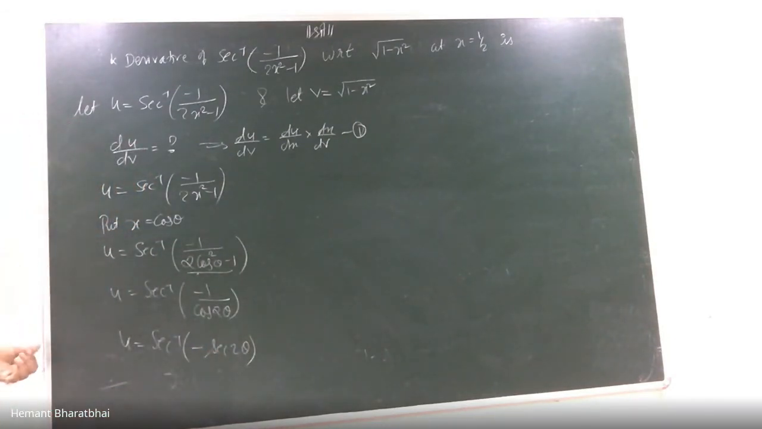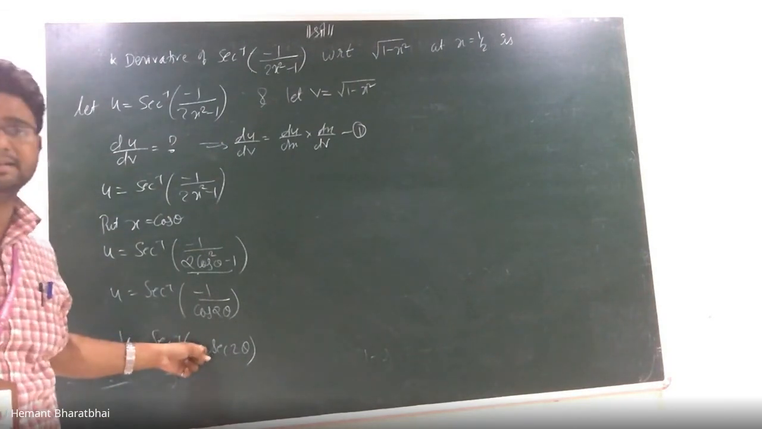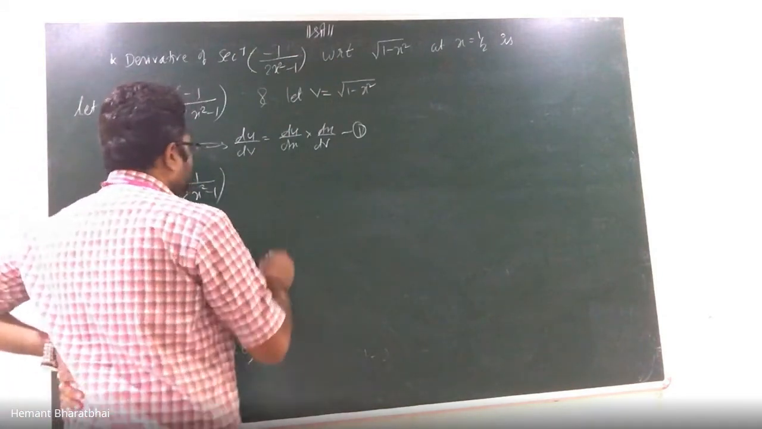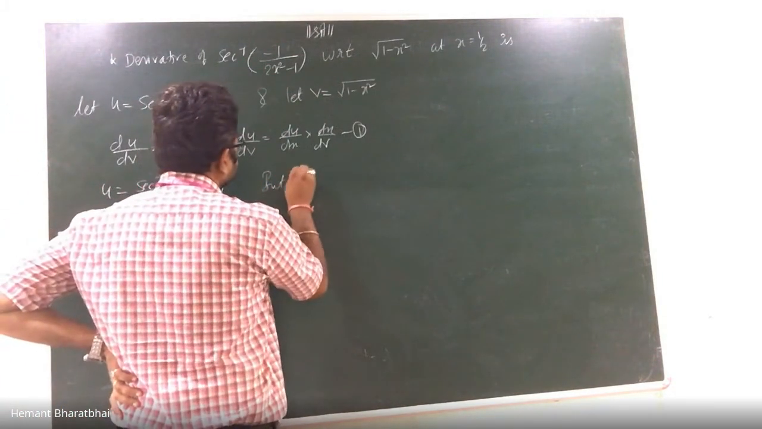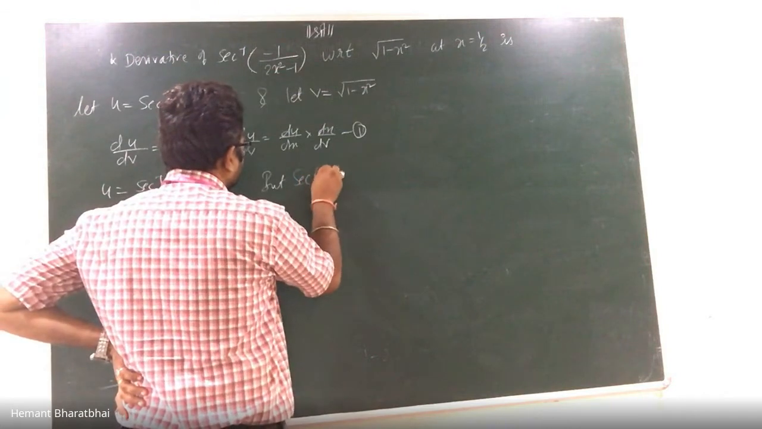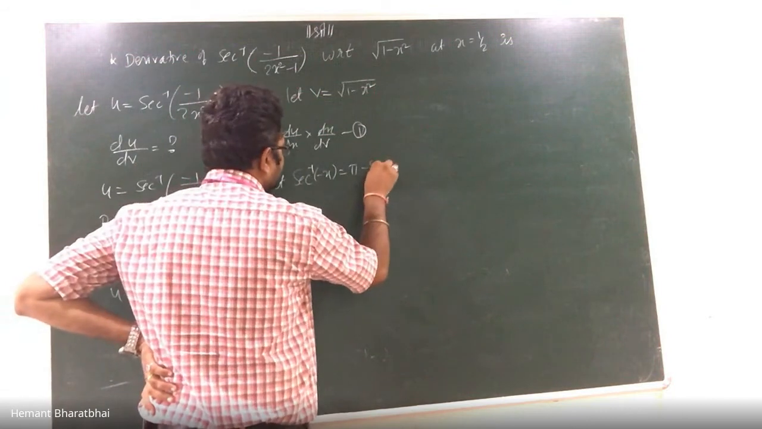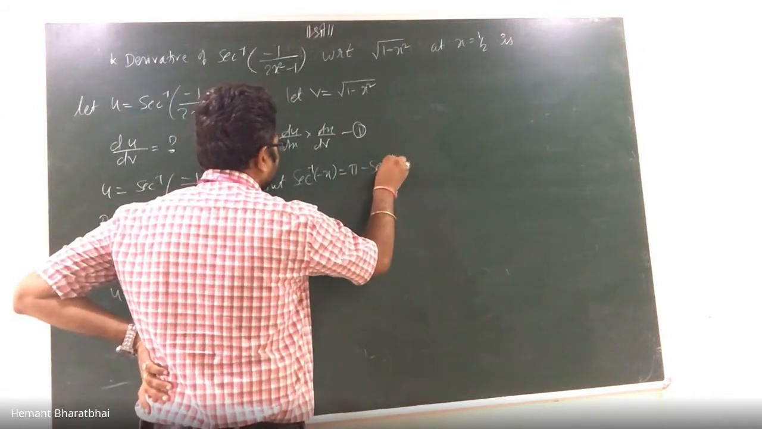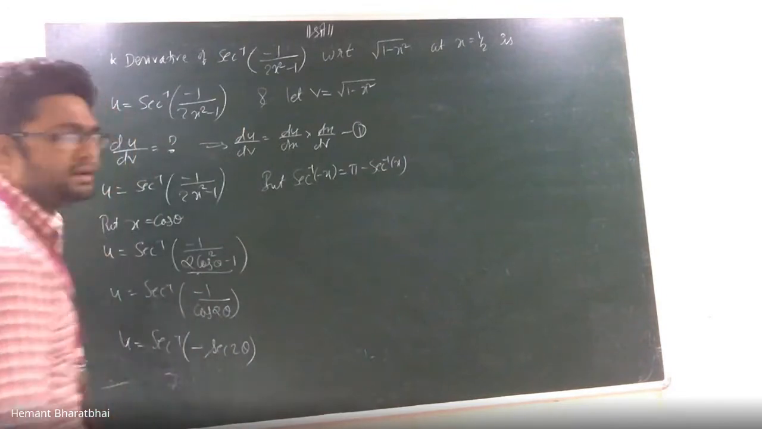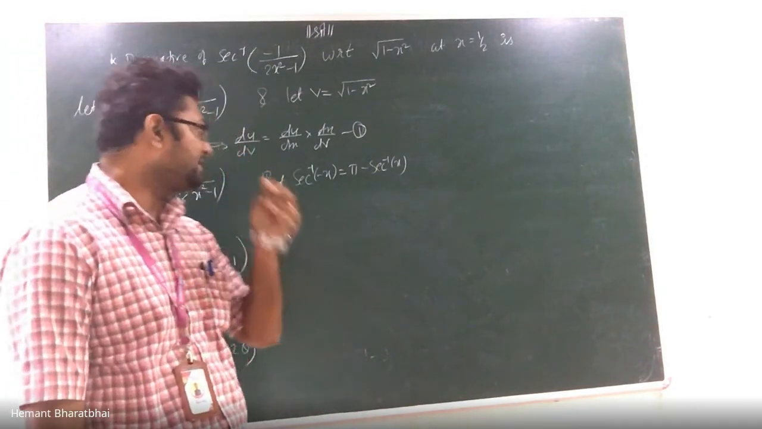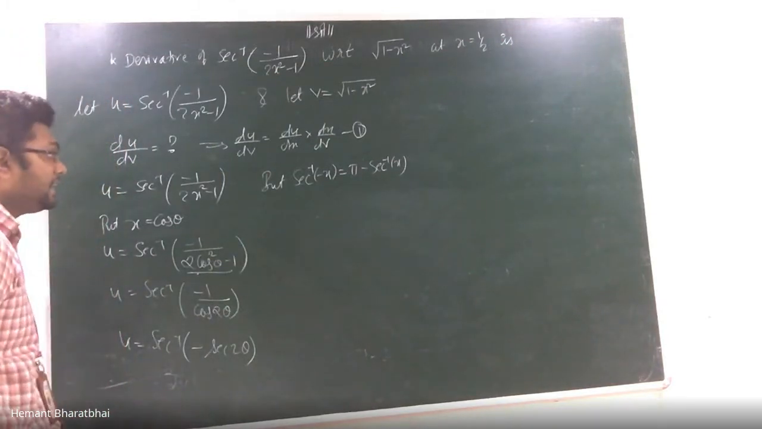Now I can't directly cancel sec inverse and sec because I have the minus sign. So first I will have to solve this. So if you remember, we have this formula: sec inverse of minus x is equals to pi minus sec inverse of x. We had written this in inverse trigonometry. We cannot forget this formula. Okay, it is neither odd nor even. Therefore, sec inverse of minus x can be written as pi minus sec inverse of x.